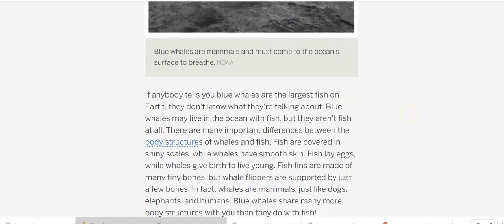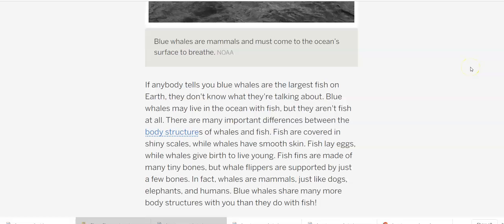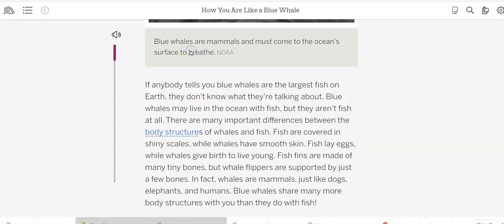Let's move down. Blue whales are mammals and must come to the ocean's surface to breathe. Well, I have to breathe air, so that's kind of similar. I'm going to make a note. Guys, anytime you have a thought, I want you to make a note of it, okay? I'll put, both breathe air.